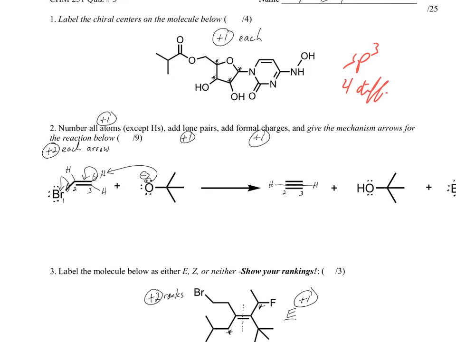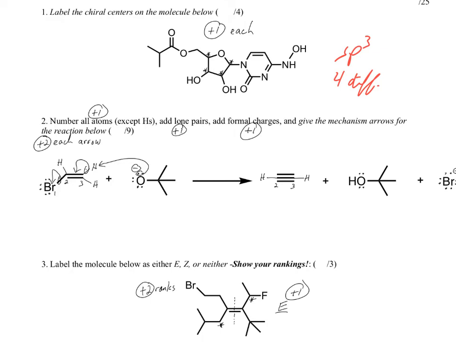Next one, number 2. Number all the atoms except the H's. Add lone pairs, add formal charges, and give the mechanism. A lot of folks forgot to number at all, and I was pretty generous. Make sure you number a little bit at least on the thing that's reacting. Add lone pairs, of course. Then formal charges: minus charge there, minus charge on the bromine.